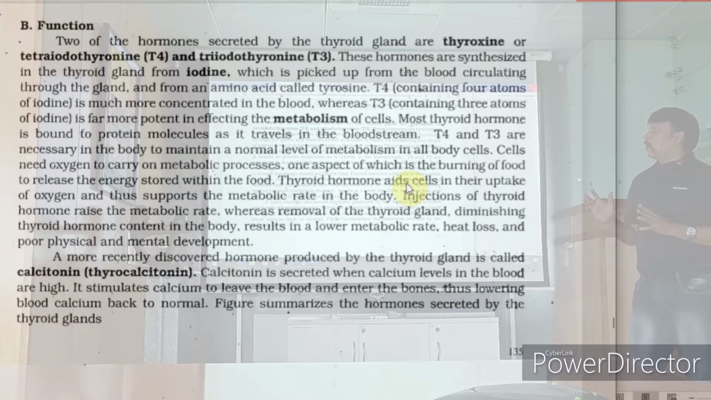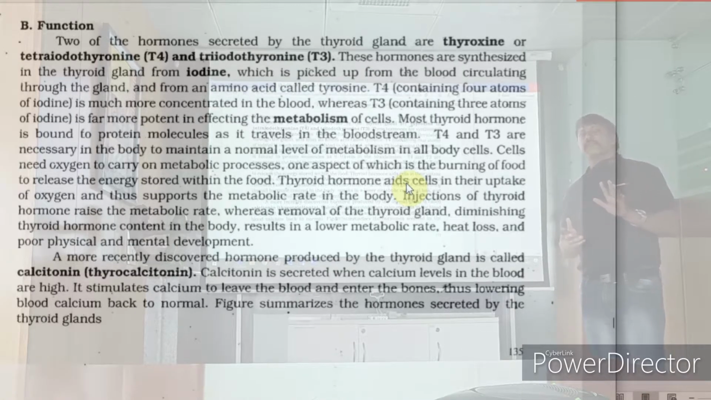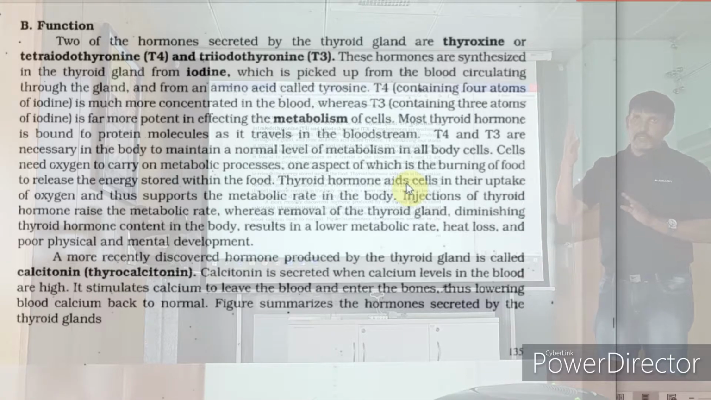Most thyroid hormone is bound to protein molecules as it travels in the bloodstream. It is necessary to maintain normal metabolism in all body cells. What is metabolism? The combination of your anabolism and catabolism is known as metabolism. Remember your first chapter.